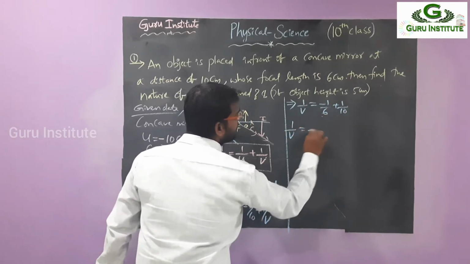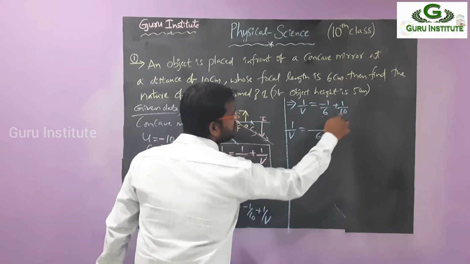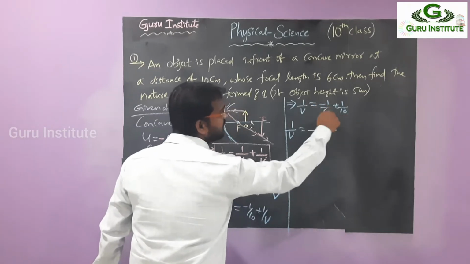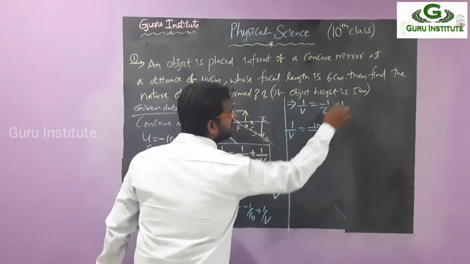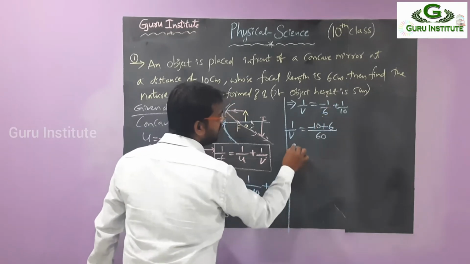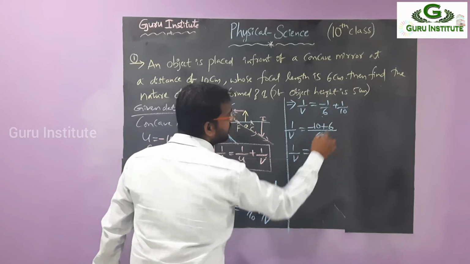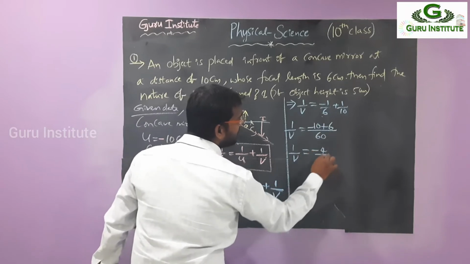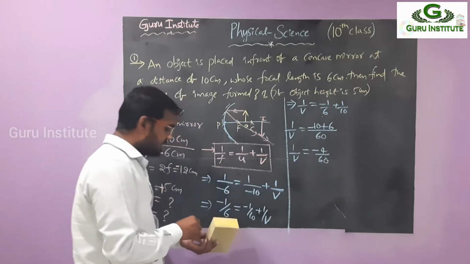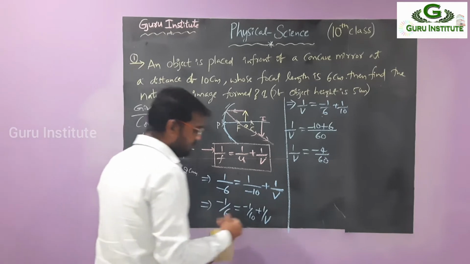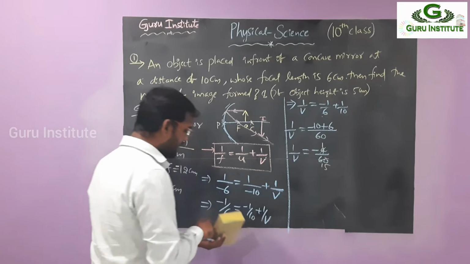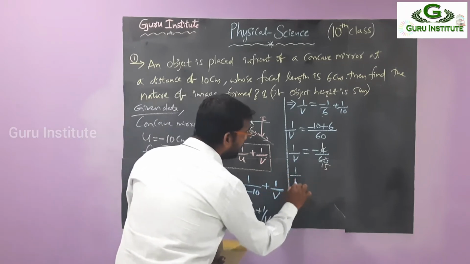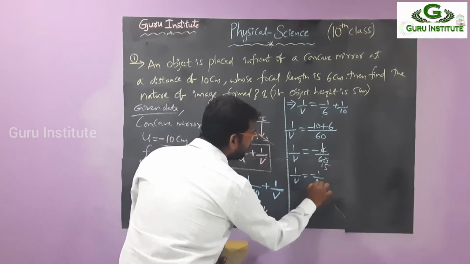So take the LCM. 6 and 10, LCM is how much? 60. 6 into 10. Then simply multiply, cross multiplication. 10 ones are 10, plus should be plus. 6 ones are 6. Okay, 1 by v. Minus 10 plus 6, how much? Minus 4 by 60. If you cancel this, what will you get? 4 ones are 4, 15. So what is the final answer we are getting? 1 by v is equal to minus 1 by 15.